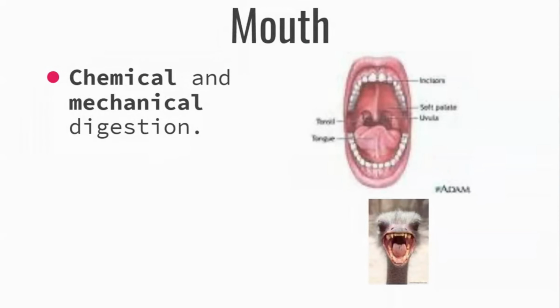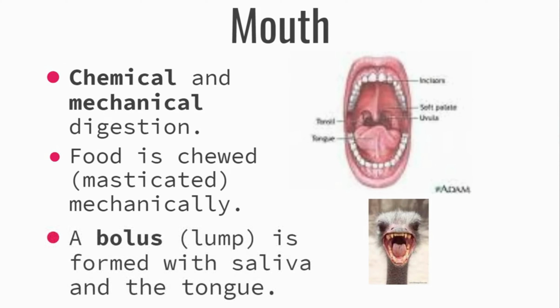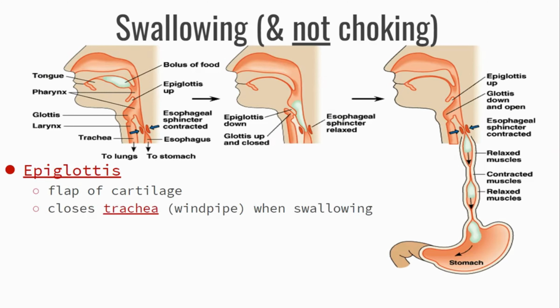The mouth carries out both chemical and mechanical digestion. Here, food is chewed or masticated mechanically. A bolus, or what is known as a lump, is formed with the help of the saliva and the tongue. Now let's look at swallowing and not choking. Swallowing is helped by two organs. Number one is the epiglottis, which is a flap of cartilage that closes the trachea, or rather the windpipe, when swallowing. That is when food travels down the esophagus.